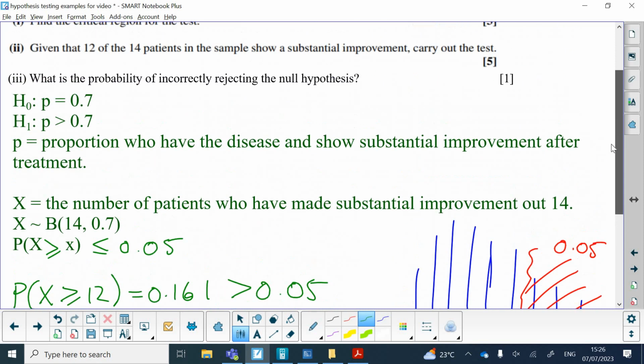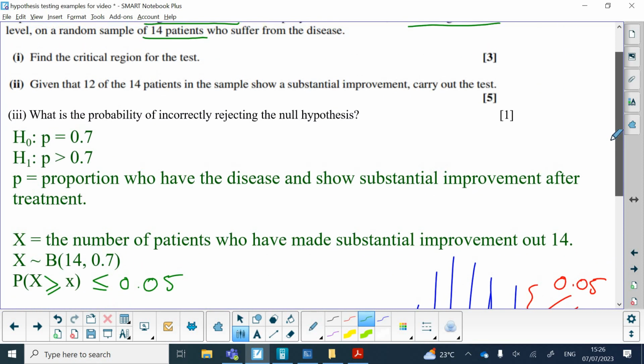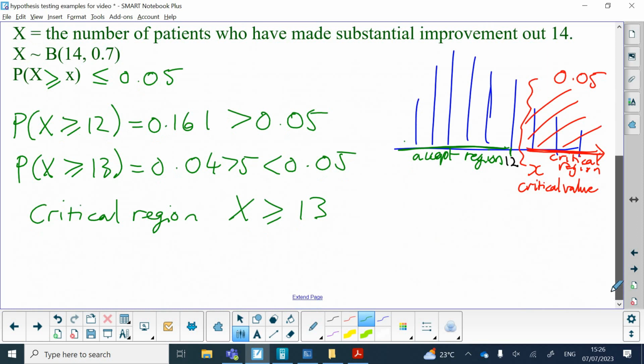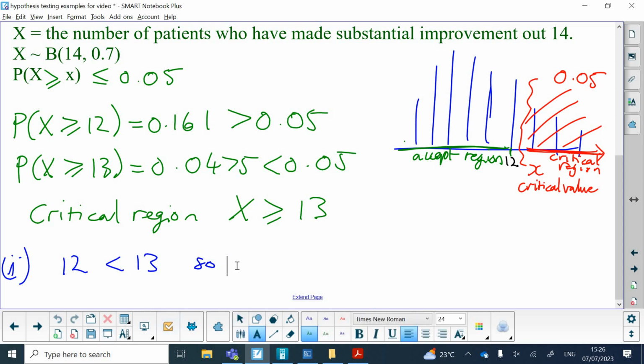Okay, so let's look at part 2. We're now given that we've got 12 that have shown substantial improvement. So for part 2, to carry out the test, we just have that 12 is not greater than or equal to 13. It's less than 13. So there's insufficient evidence to reject the null hypothesis. It's not in the critical region.